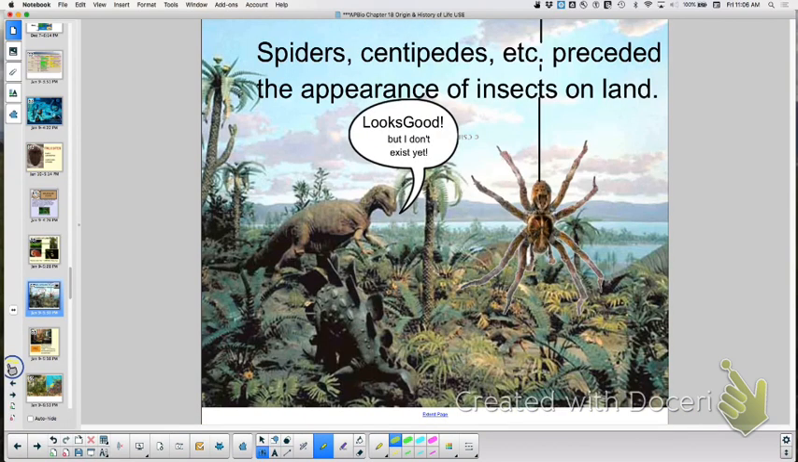So spiders and centipedes preceded the appearance of insects on land. I went and grabbed this picture, and he's saying looks good, but he is not here on the planet yet, right? So he doesn't come on the scene until what era? The Mesozoic era is when you have the beginnings of them.